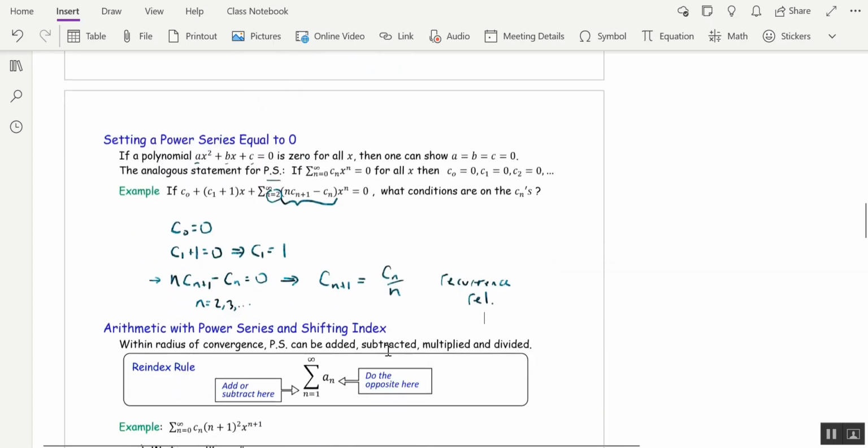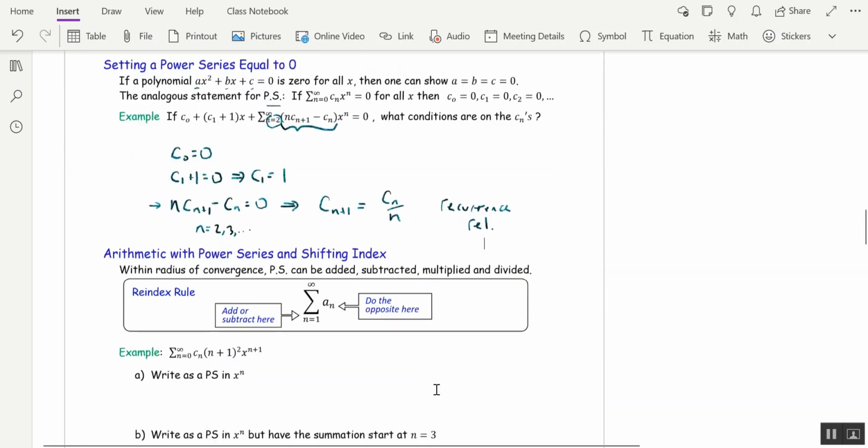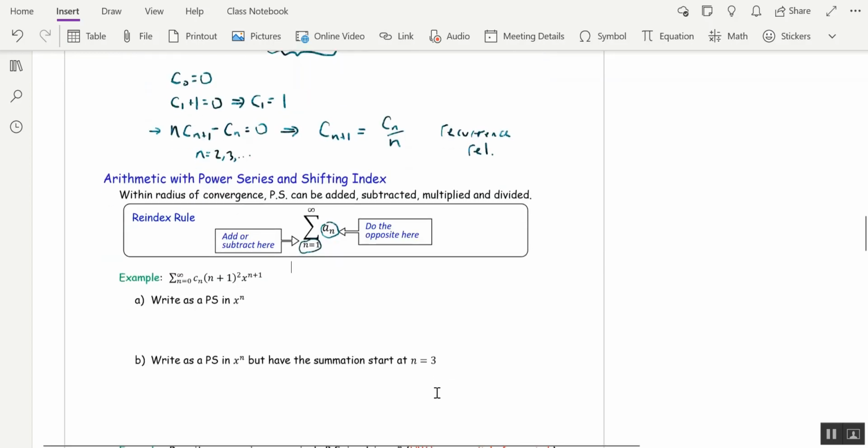Okay, something that you did learn back in Calc 2 is how to re-index a power series, because we had to do this when we found sums of geometric series. And so I've got my rule here. Whatever you have to do in the formula, you do the opposite down here on the summation sign. So let's look at a couple of examples here. We want to write this power series as a power series in x to the n. That means I need to subtract 1 up here in the exponent on x. So that means down here, I need to add 1.